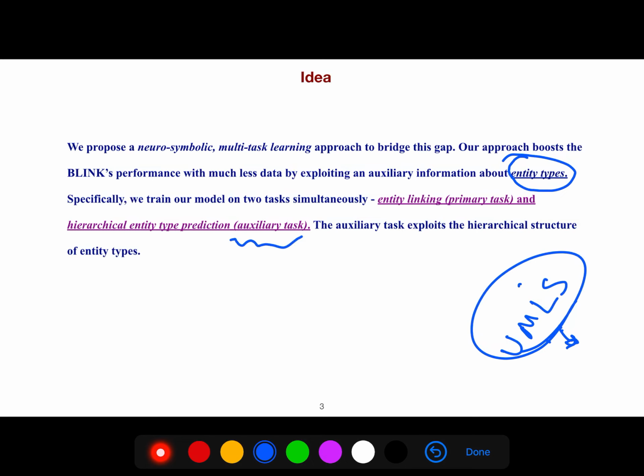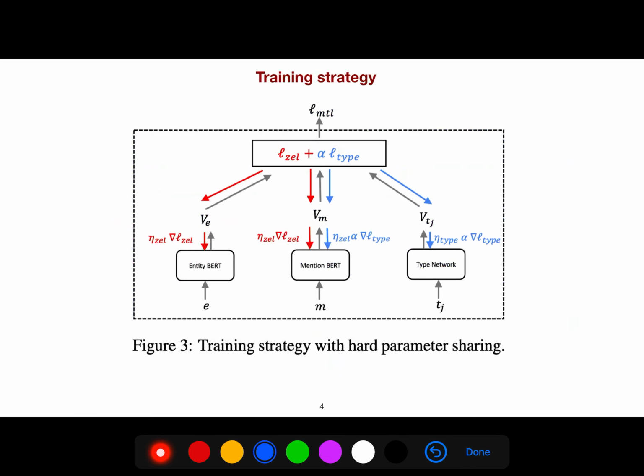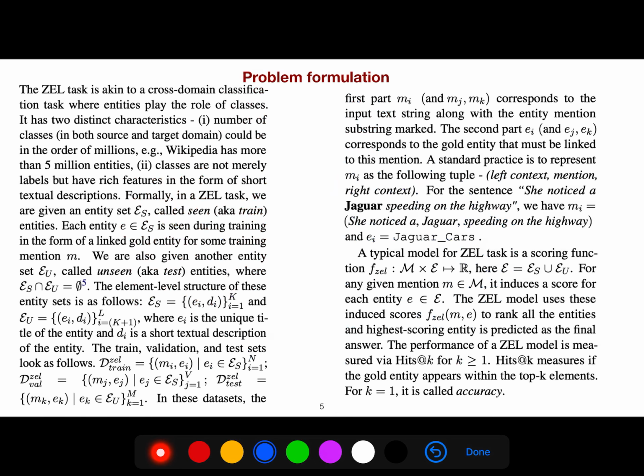So this auxiliary task exploits the hierarchical structure of entity types, because it's like a tree. For example, findings is related to other types, and that one to other types. So why not use this information? So this is the way we train it. We train for mention, for entity, and type.